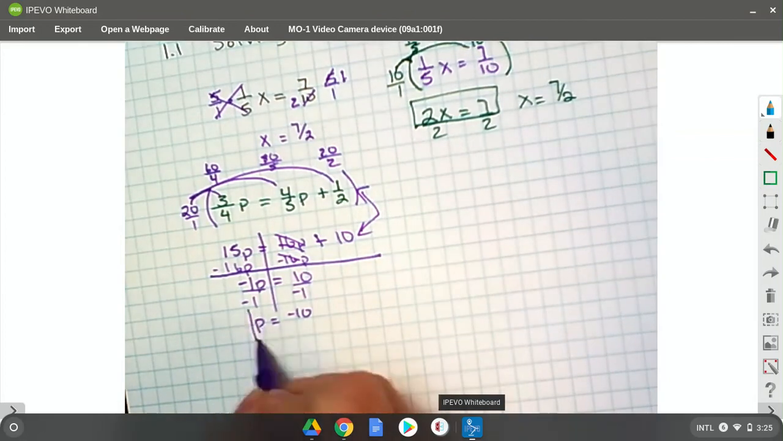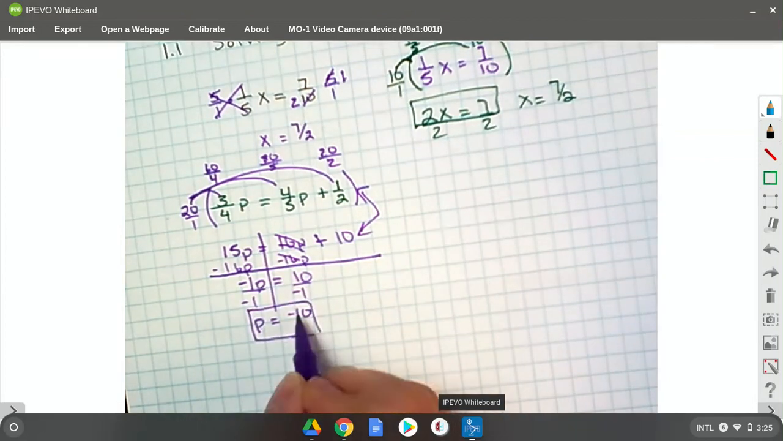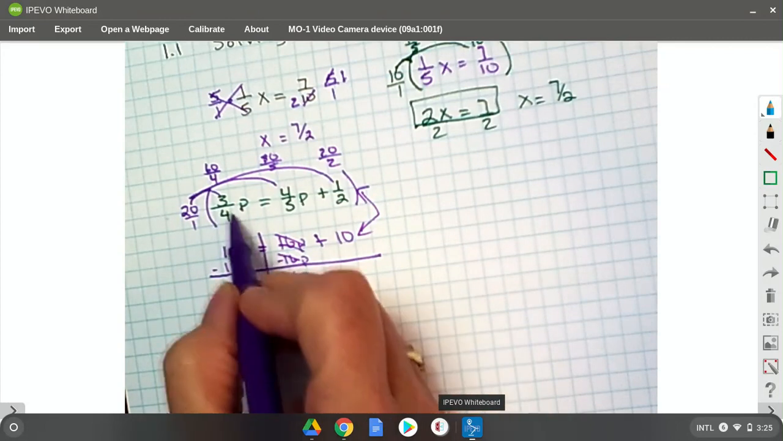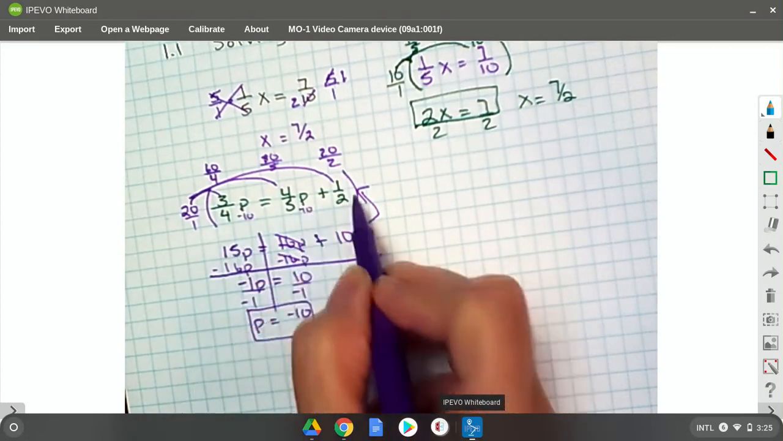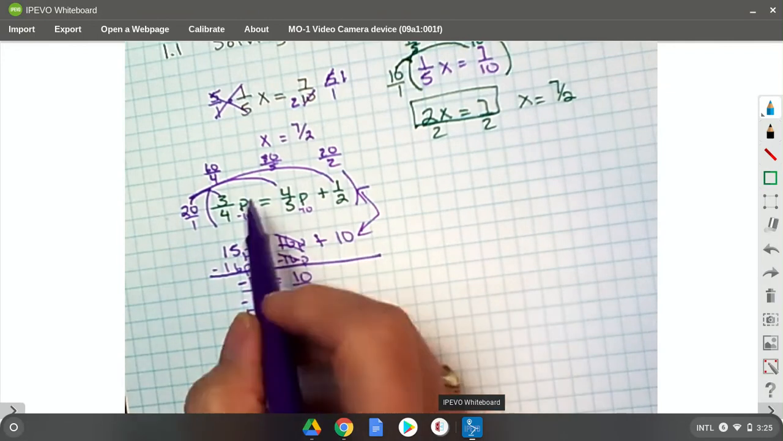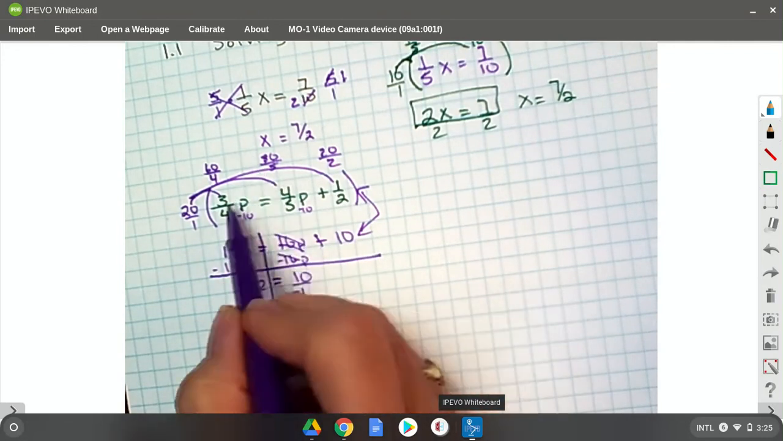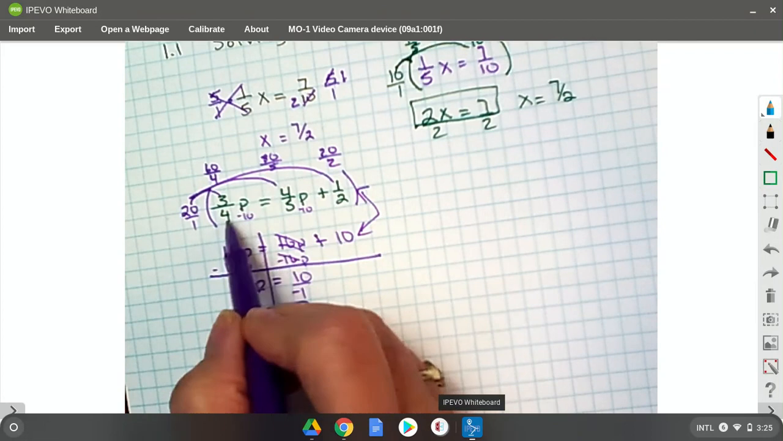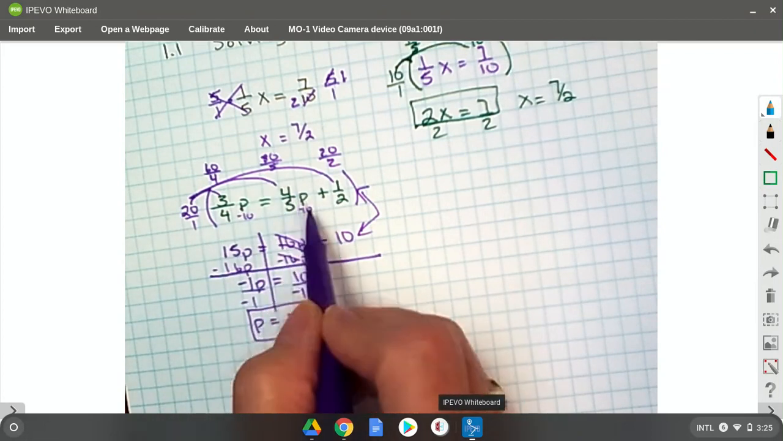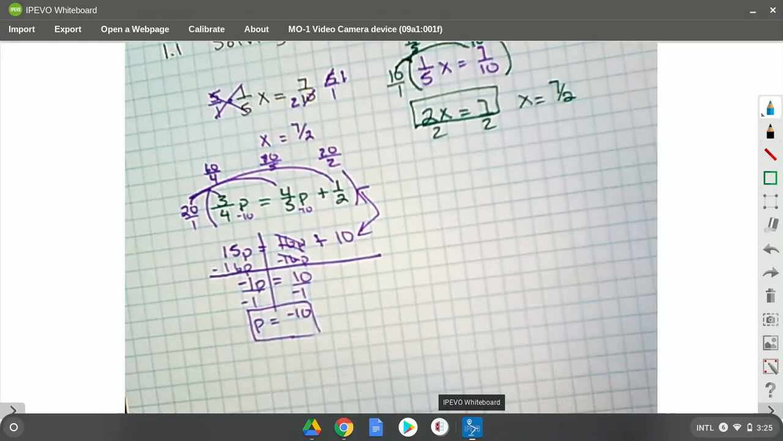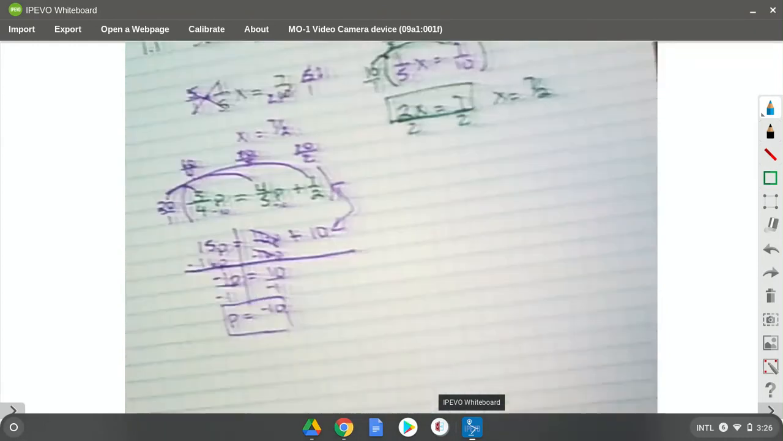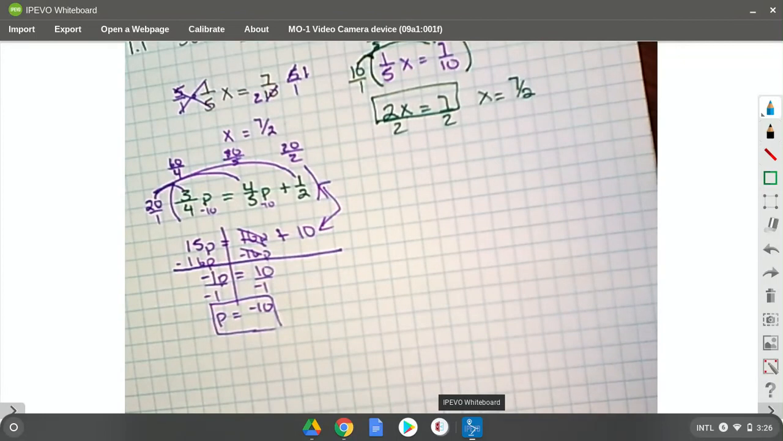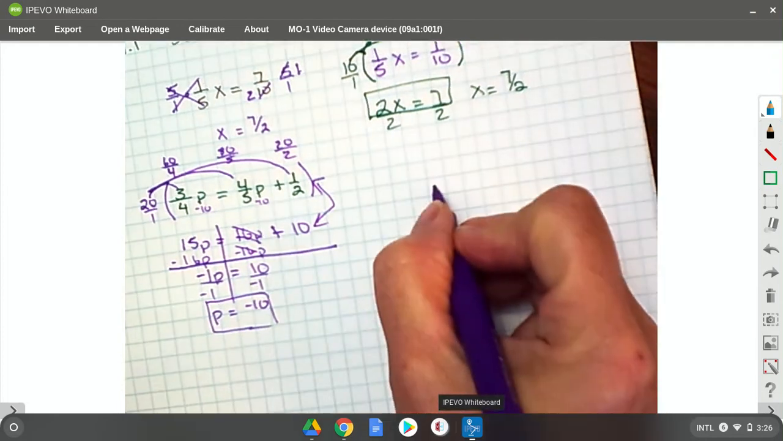Okay? And don't forget, I know you all know how to plug your answers in. You can make this a negative 10, this a negative 10. And you would say, what's negative 30 over 4 equals negative 40 over 5 plus 1/2. And that would be a true statement. You can check your work all the time. So one that's just a little bit more on here with the fraction.